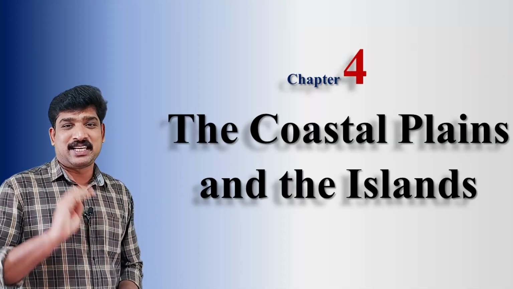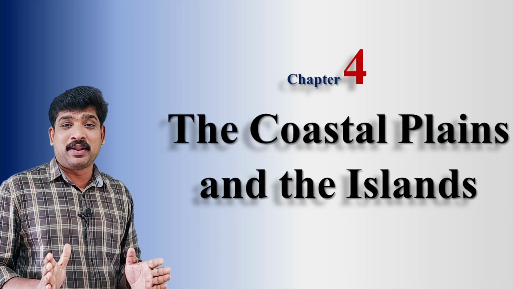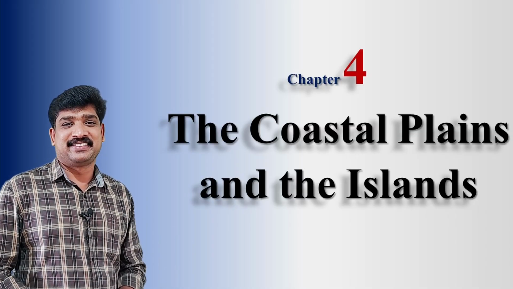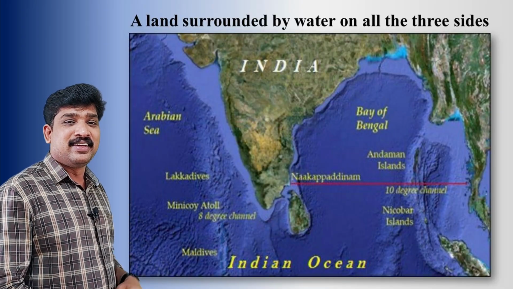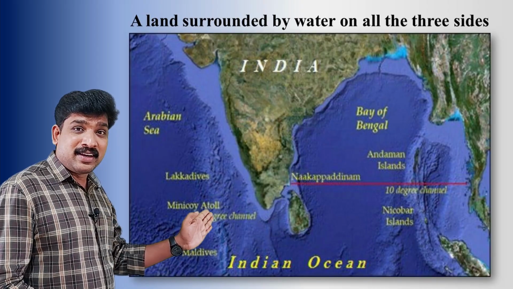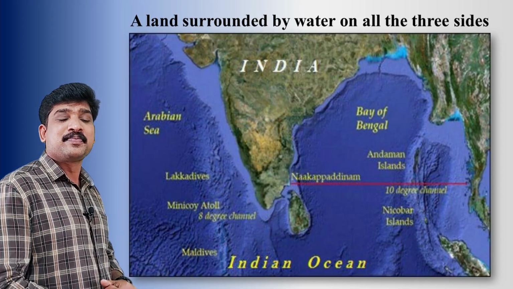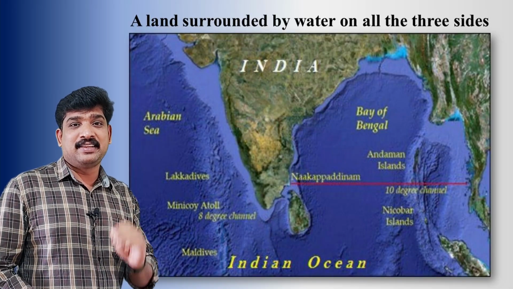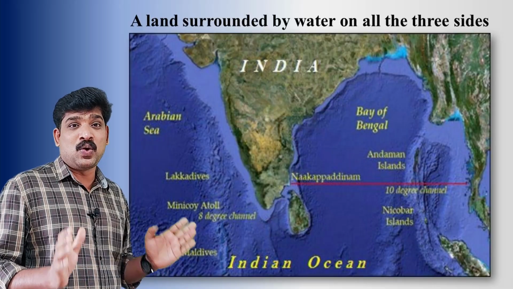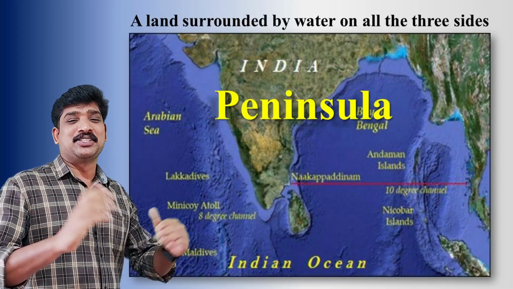Hello students, today we are going to study the fourth chapter of your social studies textbook, the coastal plains and the islands. Look at this map of India. In the southern part of India, we can see water. On all the three sides we can see water. Do you know what is the name given to the land that is covered with water on all the three sides? Yes, it is a peninsula.